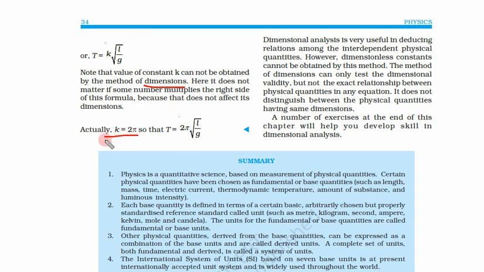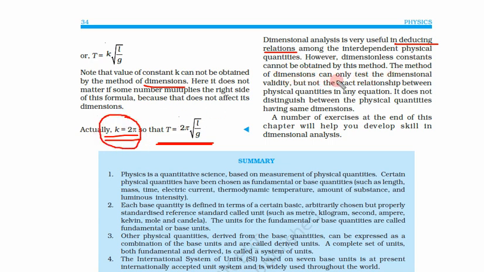In reality, k is equal to 2 pi and the correct formula is T is equal to 2 pi under root L by g. So dimensional analysis is very useful in deducing relations. We can create relations among interdependent physical quantities. However, dimensional constants cannot be obtained by this method. So k equal to 2 pi we cannot determine.